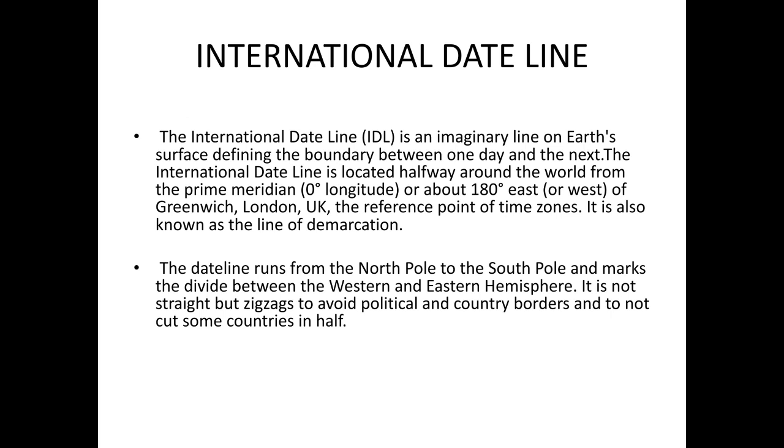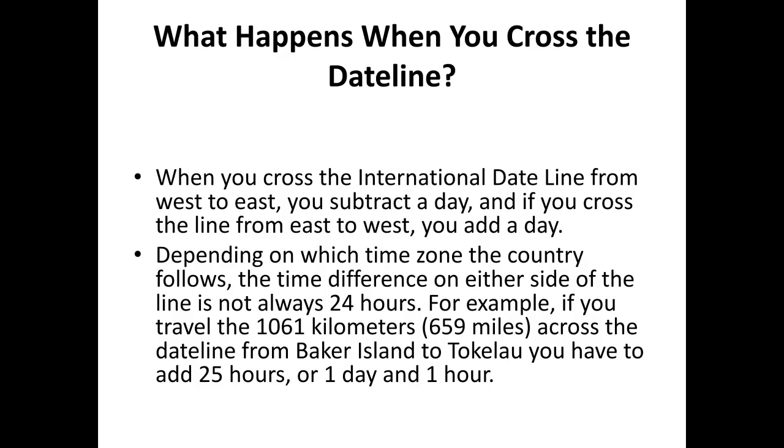The international dateline is directly, or diametrically, opposite to the prime meridian and runs from the north pole to the south pole, and marks the divide between the western and eastern hemisphere. It is not straight but zigzag, to avoid political and country borders and to not cut some countries in half.